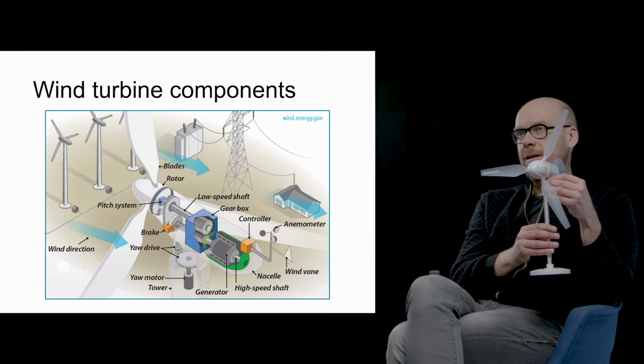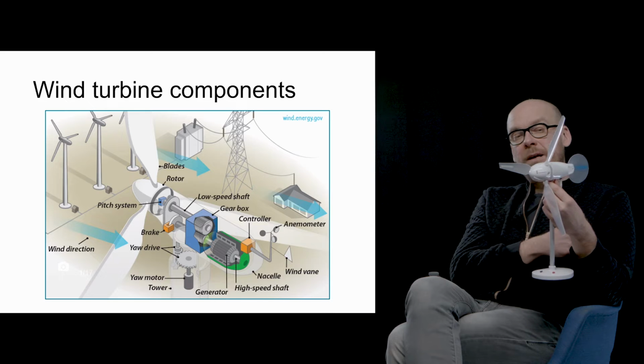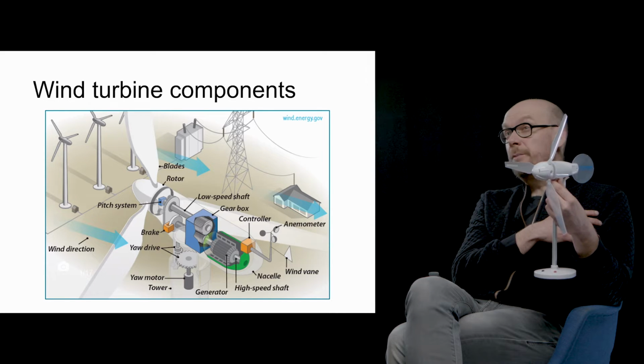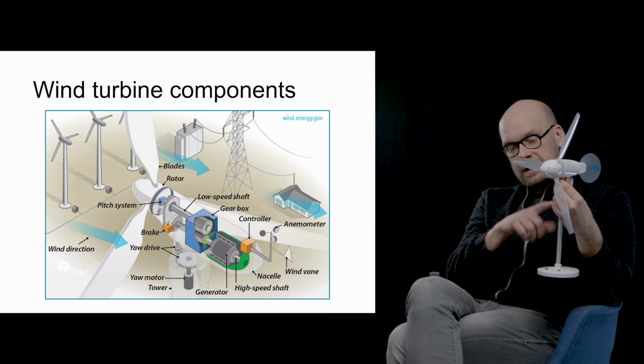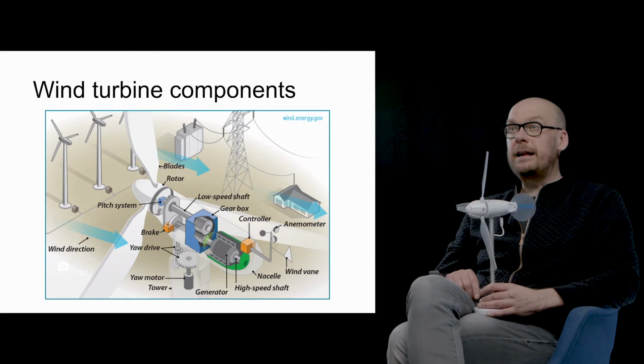This is a yaw system, and also in the big turbines we have many measurement systems in place that make the operation secure and efficient. And of course then this is connected to the transmission system and so on.